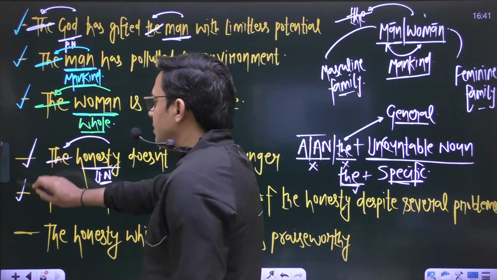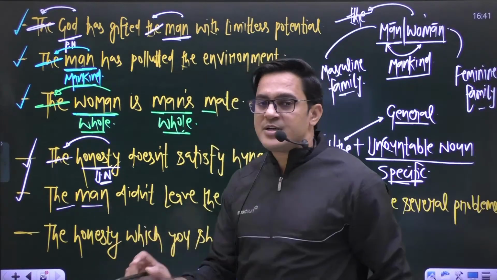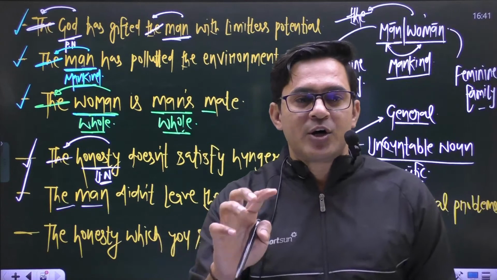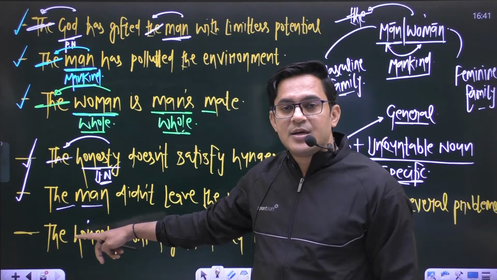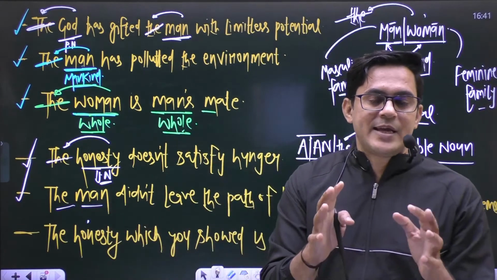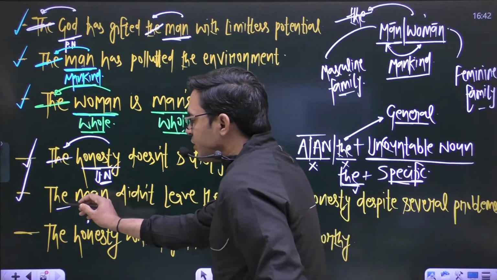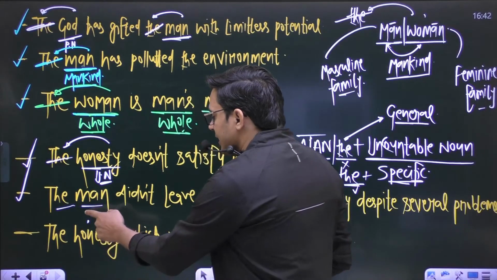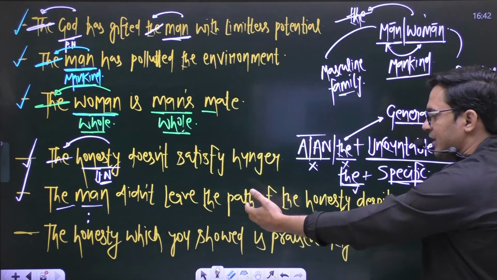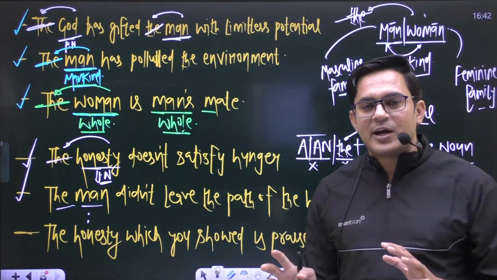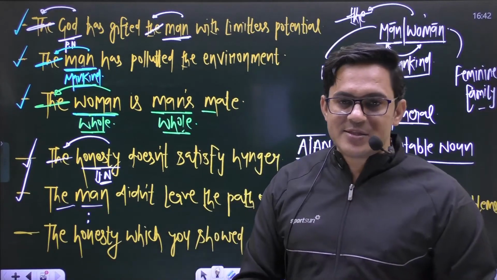If you talk about the second sentence, the man here, it is okay. This man does not denote the entire community or mankind. We are talking about any specific man, so the article the can be used here. Why does this man not belong to mankind? Because if you factually check this sentence, you will find it is not right to say that the entire community did not leave the path of honesty, right?